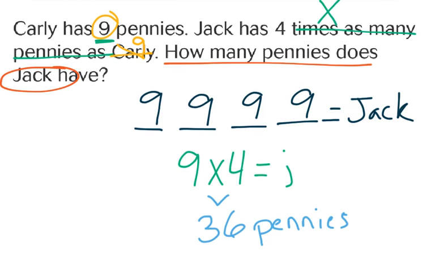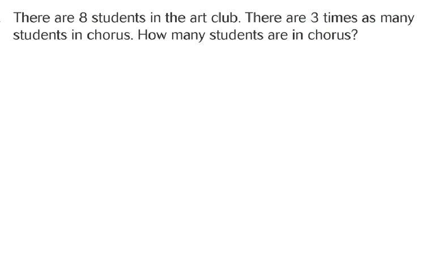Let's take a look at another one like this, and we're going to do some more crossing out. There are 8 students in art club. There are 3 times as many students in chorus. How many students are in chorus? I want to know how many are in chorus. There are 8 students in art club. There are 3 times as many students in chorus. 3 times as many students, multiplication sign.